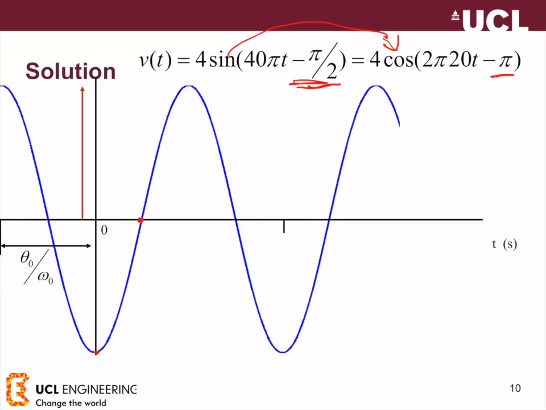Well, that would be for a sine, but we have this amplitude here. So we can now say that our amplitude is going to vary between plus 4 at the maximum here and minus 4 down at the minimum here.